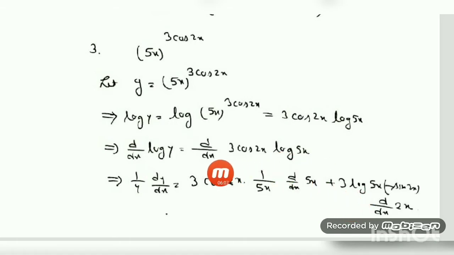You have to take the derivative of now cos 2x. What is the derivative of cos 2x? Minus sin 2x, d/dx of 2x. It is done. After this, our aim is to do what? The next is d/dx of 5x and d/dx of 2x. Let us see.